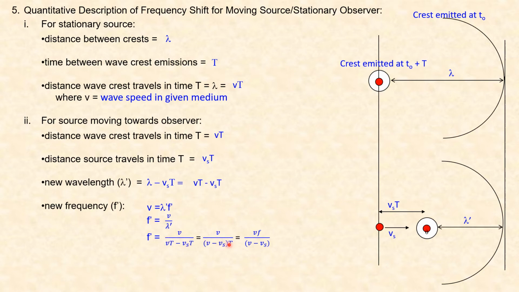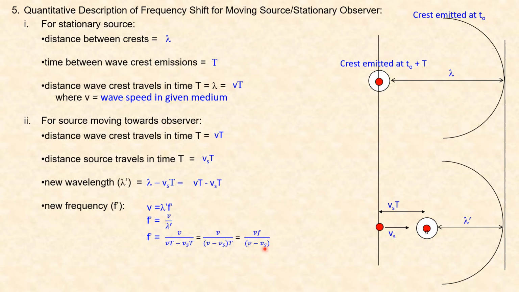We'll factor out the period and recall that the reciprocal of the period is just the frequency. So at the end of the day, this is a quantitative expression for the frequency shift that occurs when the source is moving towards the observer. Notice that there are two speeds here. v represents the speed of the wave in the medium. v_s represents the speed of the source in the medium.